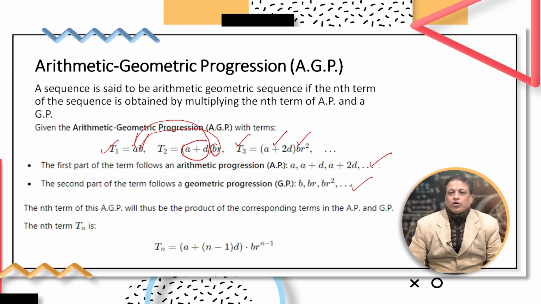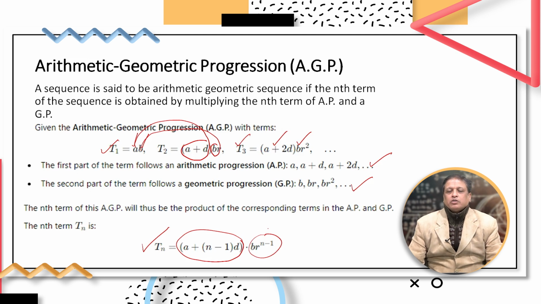The arithmetic progression follows the pattern A plus D, A plus 2D, and the geometric progression follows the pattern B, BR, BR square, and so on. Since the two progressions go hand in hand, the nth term of an arithmetic geometric progression will be given by the term Tn, which will be the composite of the nth term of the arithmetic progression and the geometric progression. This section represents the nth term of the arithmetic progression, and this section represents the nth term of the geometric progression. The product of the two is actually representing the nth term of the arithmetic geometric progression.